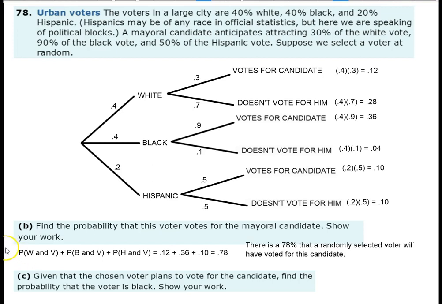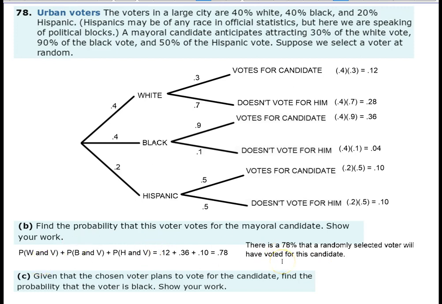There are 3 categories of voters who voted for this candidate: white, black, and Hispanic. So white and voted, black and voted for the candidate, Hispanic and voted for the candidate. So we add up those 3 possibilities. Probability of white and votes for the candidate, or black and votes, or Hispanic and votes for the candidate, 0.12 plus 0.36 plus 0.10, or a total of 0.78. There's a 78% chance that a randomly selected voter from this group will have voted for this candidate.